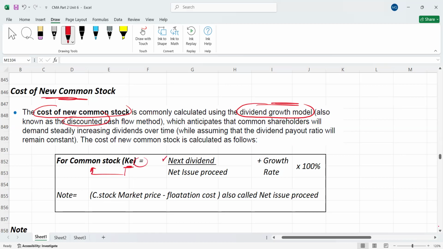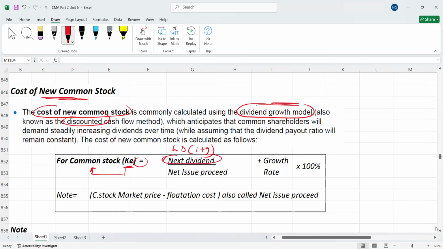The formula is next dividend. Next dividend means what? How do you calculate the next dividend if it is not given? If next dividend is given, just use it. But if they told you the last dividend, then you have to take last dividend times 1 plus G. G stands for growth.